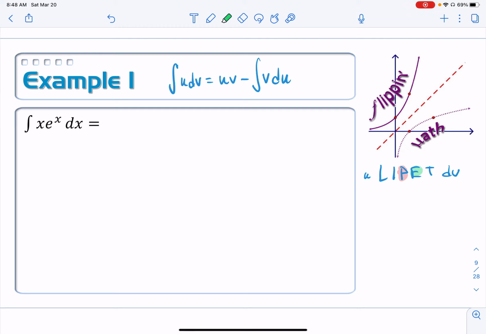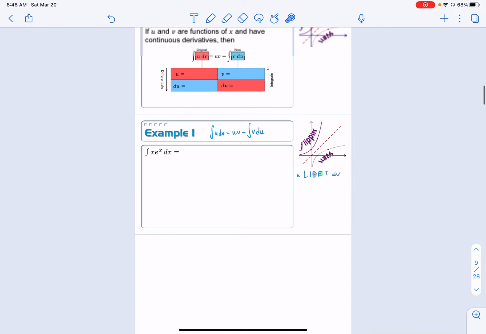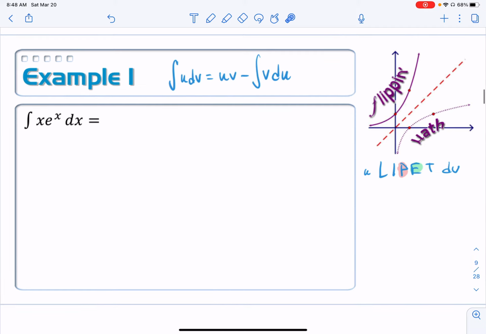So you can see our order right here, right? From our little mnemonic device, the p is closer to the u, so it should be our u function, and the e is closer to the dv, so it's going to be the dv function, okay? And then also, remember that we're going to take the derivative of this x part, and when we take its derivative, it's just going to be 1. It's far, far simpler, and that's one of our goals here.